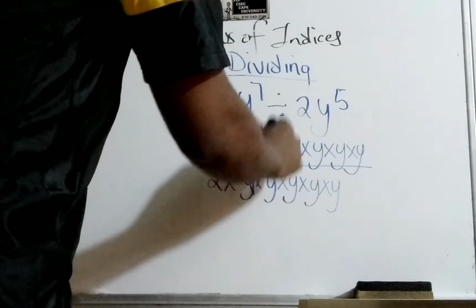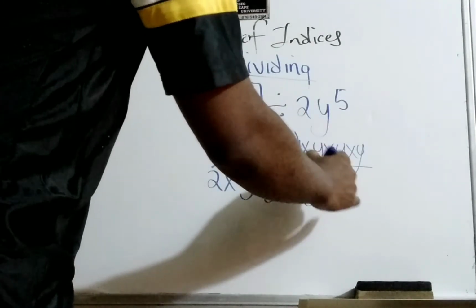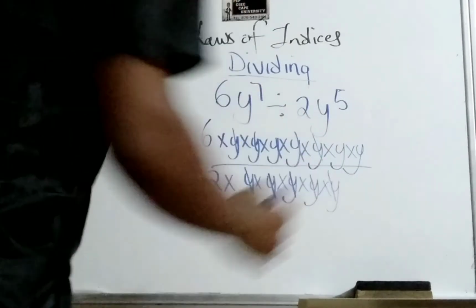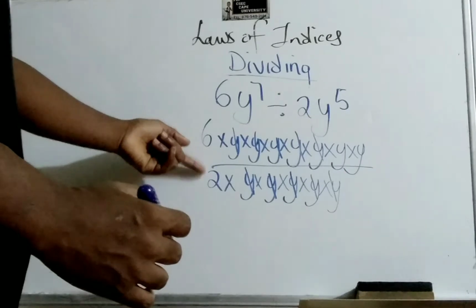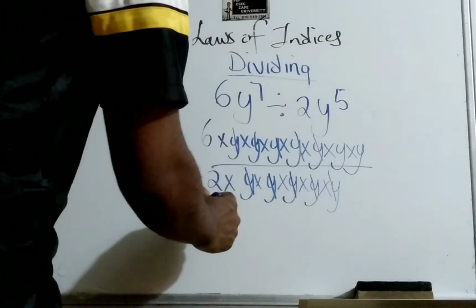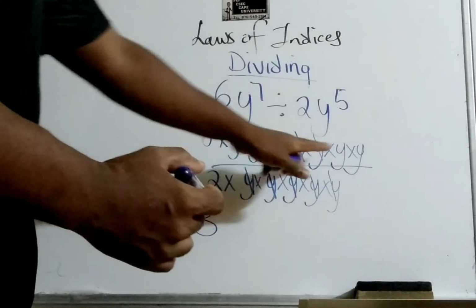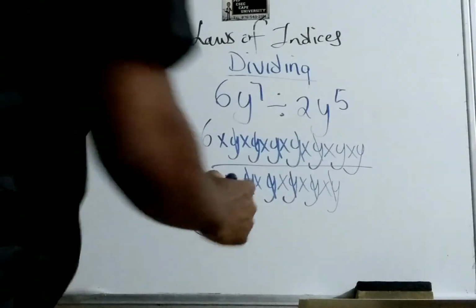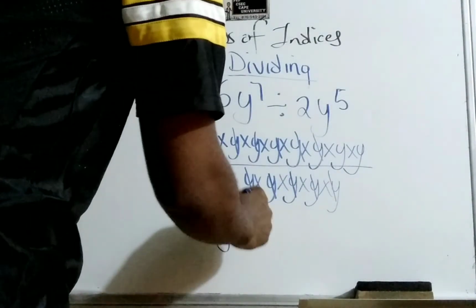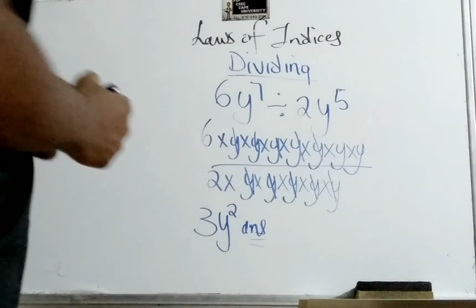This cancels this, this cancels this, this cancels this, this cancels this, this cancels this. But we must divide 6 by 2, because the line means divide. So 6 divided by 2 will give us 3. And let us count how many y's are left. 1, 2. So it will be y to the 2nd power. And that will be your answer.